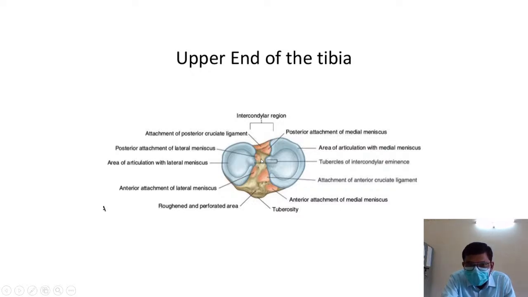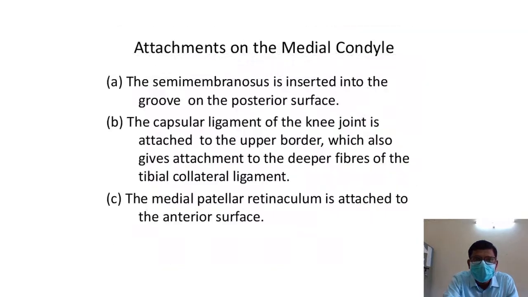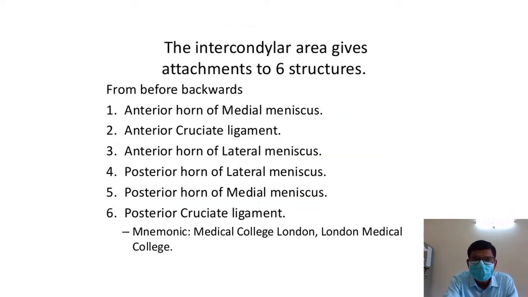Now I am coming to L. This is the London, so it is the posterior attachment of the lateral meniscus. London Medical College, M, this is the posterior attachment of the medial meniscus, and London Medical College, C, this is the posterior attachment of the cruciate ligament, that is the attachment of the posterior cruciate ligament. So please remember this mnemonic, as it is a short question for you in the examinations.